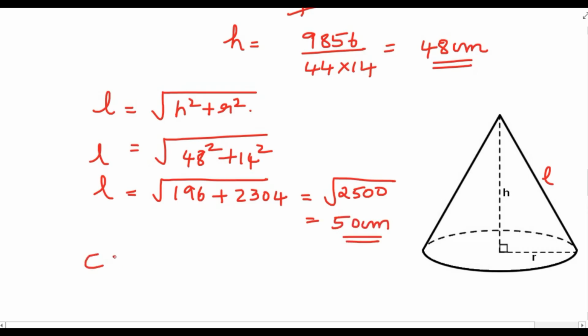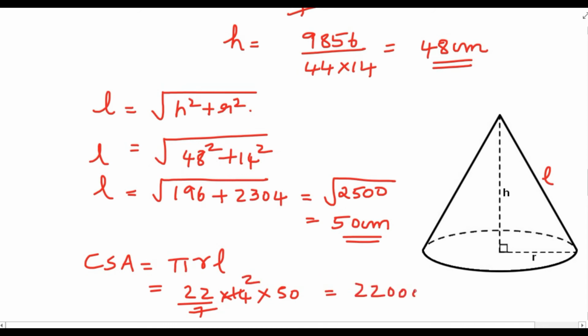Now we need to find curved surface area of the cone, that is equal to pi r l. 22 by 7, r is 14, and slant height just now we got as 50. So when you simplify this, we have 2200 centimeter square.